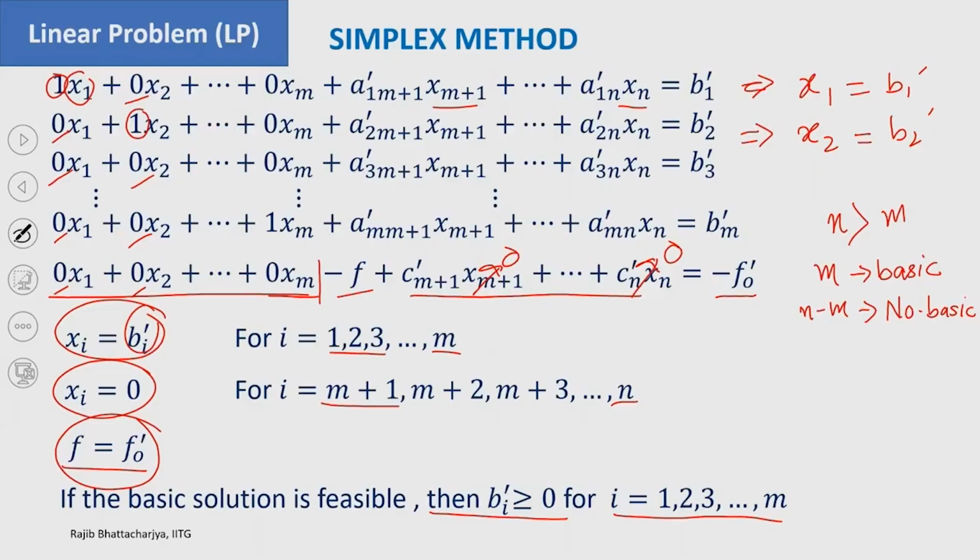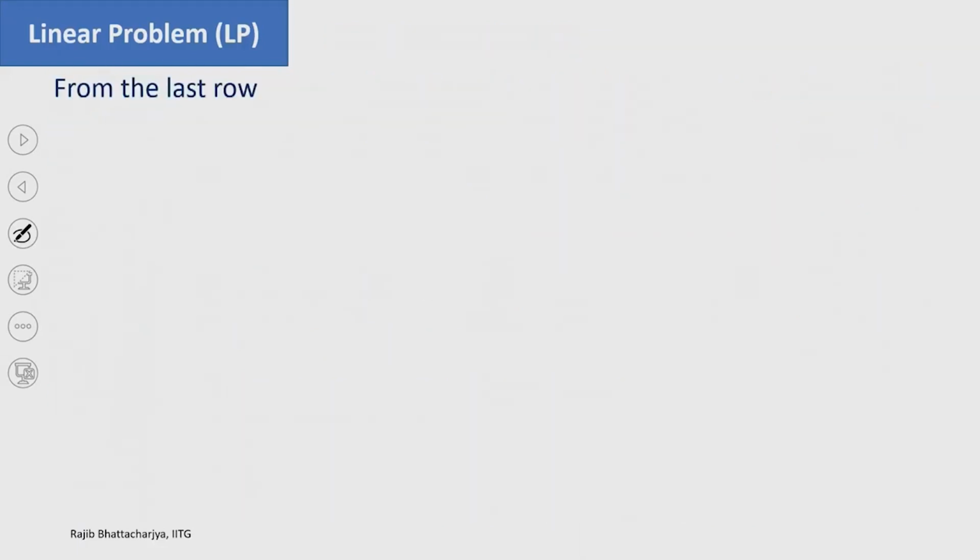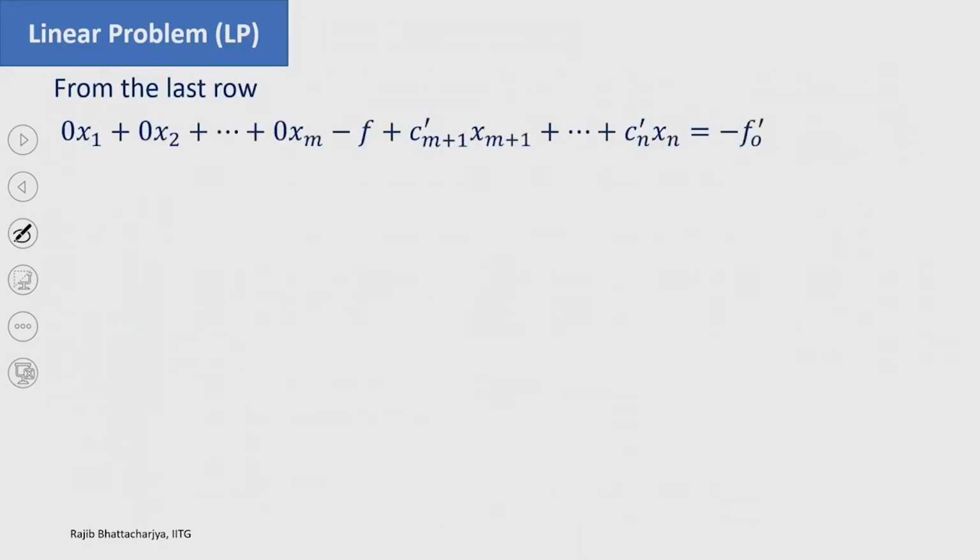So, for i equal to 1 to m, that is b1 to bm, this must be greater than 0. Then I will say that whatever basic solution we got, that is a feasible solution. Now, from the last row, the objective function row, the coefficient of x1 to xm is 0, and we are getting minus f, and these are non-basic variables, which is equal to minus f naught dash.